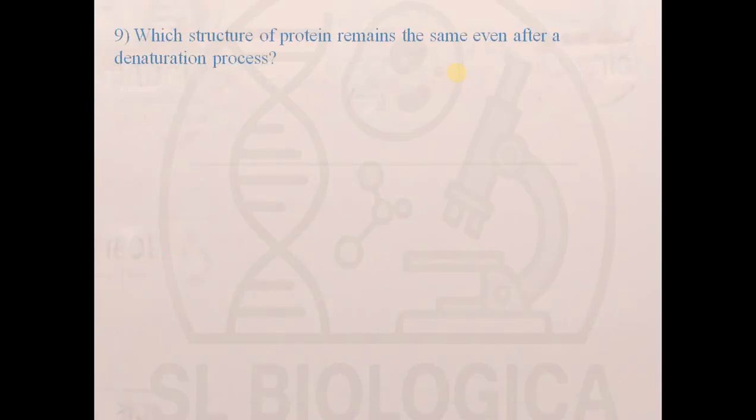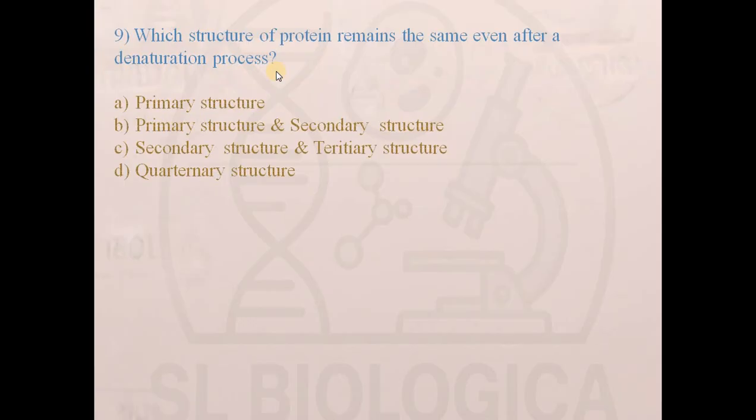Next question. Which structure of protein remains the same even after a denaturation process? A, primary structure, B, primary structure and secondary structure, C, secondary structure and tertiary structure, D, quaternary structure. Option A, primary structure. So we know that primary structure is the basic structural format of protein. It consists of the amino acid sequence. So secondary, tertiary and quaternary structures will undergo some changes after the denaturation process, but primary structure remains intact.